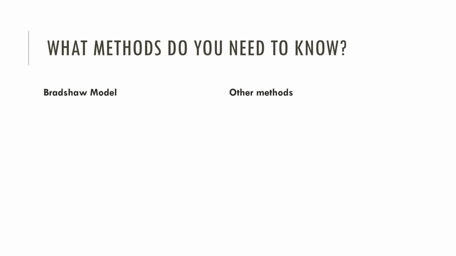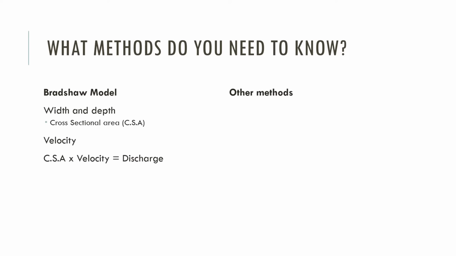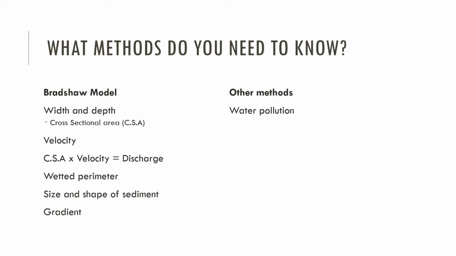So the methods that you need to know for rivers. If you're looking at how a river changes with distance downstream, drawing heavily on the Bradshaw model, you need to be able to tell the examiner how you can carry out the width and depth, and with that the cross-sectional area, the velocity, and with that the discharge, the wetted perimeter, sediment size and shape, and the gradient.